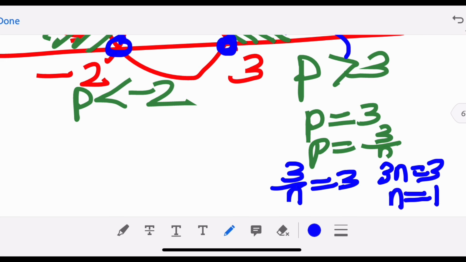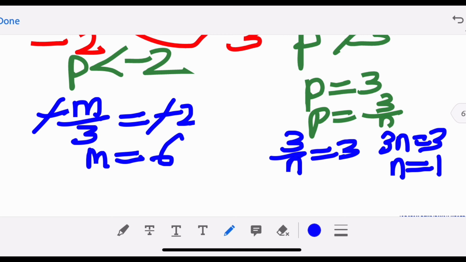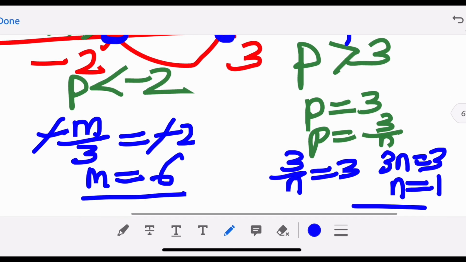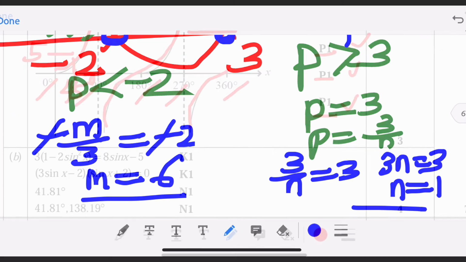The other one is negative. We have negative m over 3. From the question, we make it equal, so we can cancel the negative, and m becomes 6. So that is how you solve the question involving quadratic function. This is part A. We have part B, so I will discuss part B in the next video because this is a bit long. Alright, bye-bye and have a nice day.